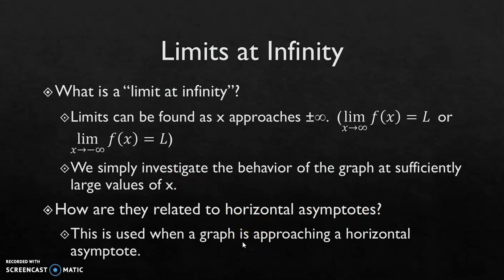Now, how are they related to horizontal asymptotes? Well, if there is a horizontal asymptote, then the limit at infinity generally will be approaching one of those asymptotes. Okay, so let's take a look at an example and see if I can clarify that for you.